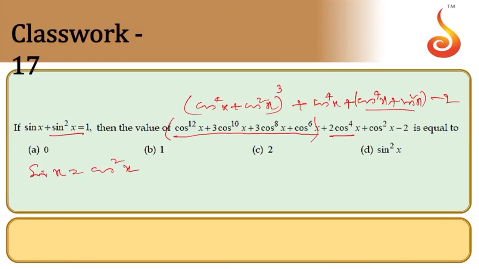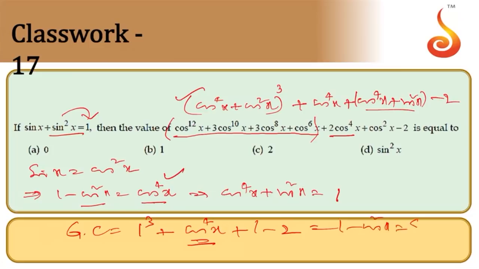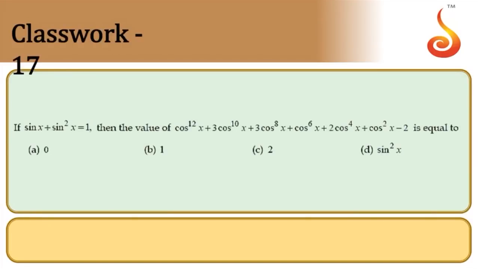sin x is equal to cos square x, since 1 minus sin square is cos square x. Squaring on both sides, sin square x, which is 1 minus cos square x, is equal to cos power 4x. So cos power 4 plus cos square x happens to be equal to 1. With that, the given expression can be written as 1 cube plus cos power 4x plus 1 minus 2. I think the 2 gets cancelled. You get cos power 4x, but cos power 4x is equal to 1 minus cos square x, and 1 minus cos square x is nothing but sin square x. So the answer is sin square x.